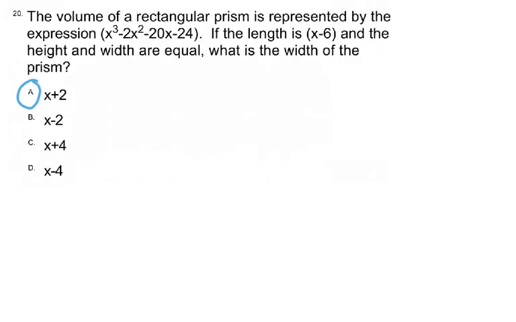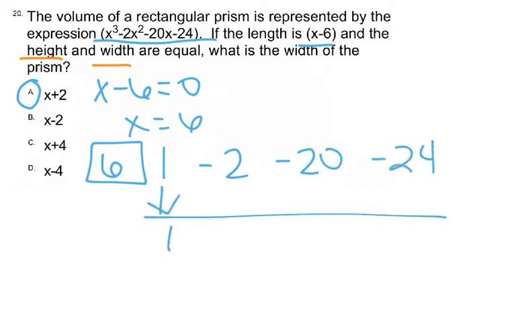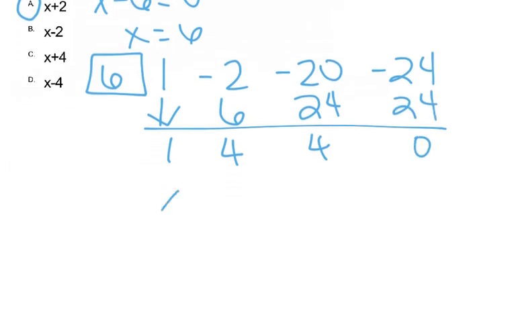Alright, so here's my formula for volume. It tells me the length is x minus 6 and the height and the width are equal. So what I'm going to do is use x minus 6 and do synthetic division with that, and I'm going to break that cubic down to a quadratic. So I'm going to do synthetic division: multiply, add, multiply, add, multiply, add. So I'm left with x squared plus 4x plus 4.